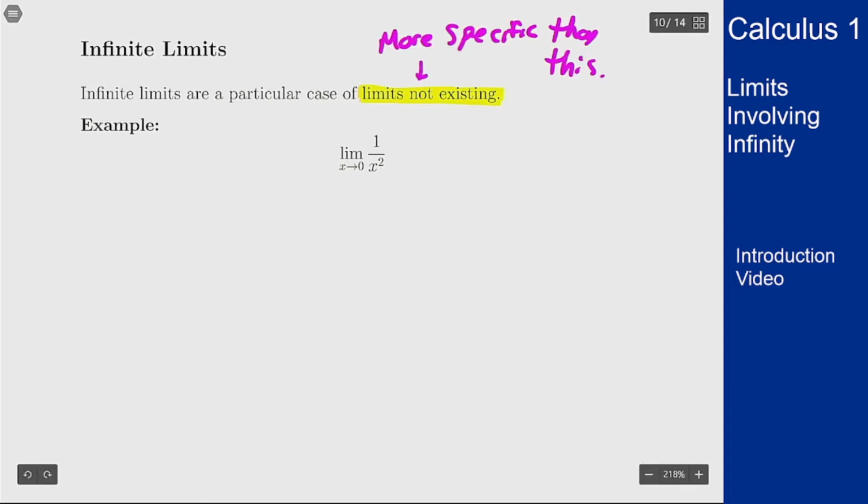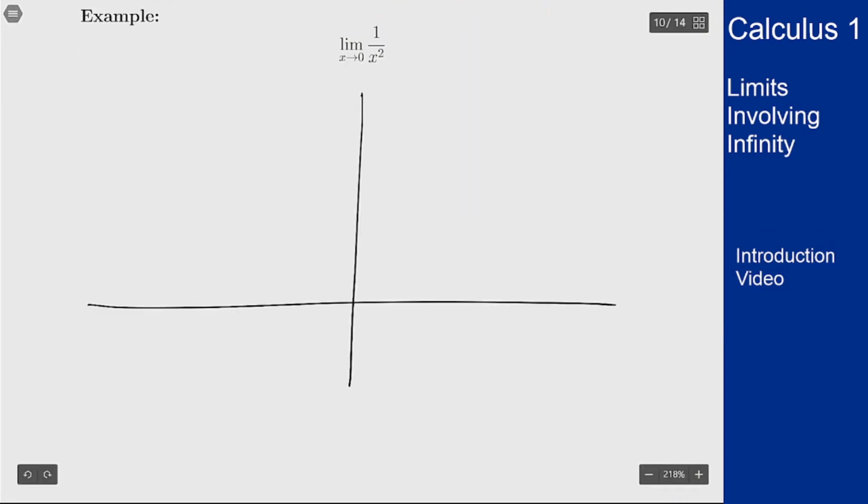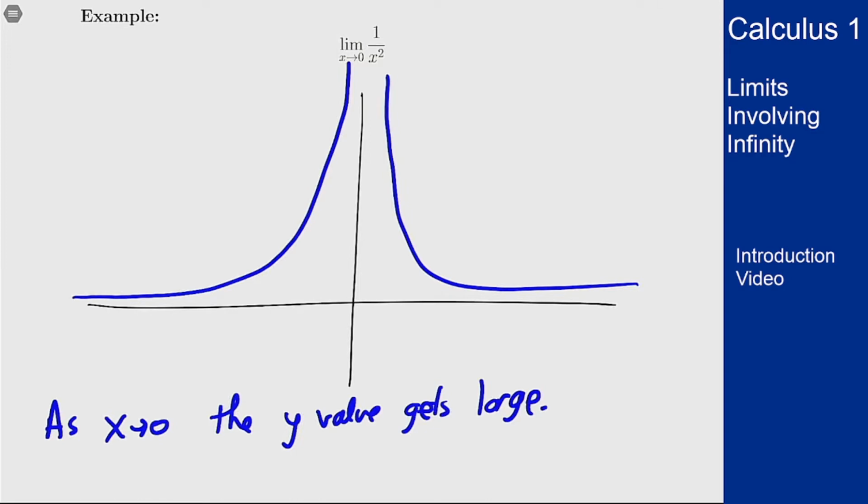Let's start with an example. If we look at, say, x going to 0 of 1 over x squared, what's the graph look like here? Well, the graph here is going to be something like this. The function is sort of taking off upward as I approach in towards 0. It's 1 over x squared, so it's always positive. As x gets really, really small, the y value gets really, really big. So there is no number that this function approaches as x goes to 0. So limit x goes to 0 of 1 over x squared does not exist.